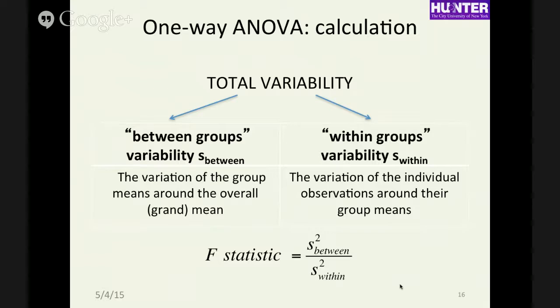So yes, in this formula, S between is the between sample standard deviation estimated from the samples, and S within is the within sample standard deviation. You square those standard deviations, take the ratio, that's your F statistic.